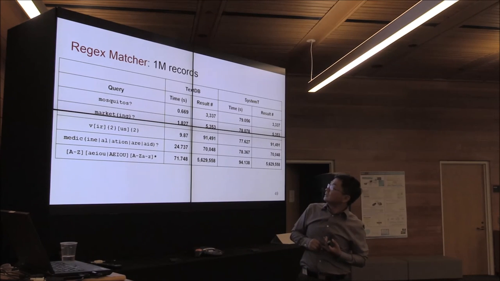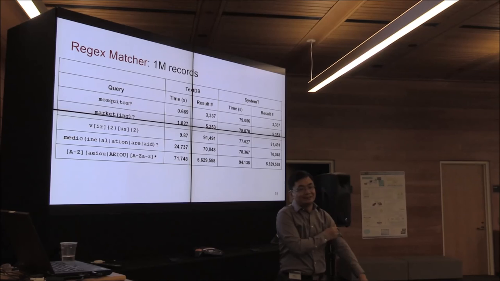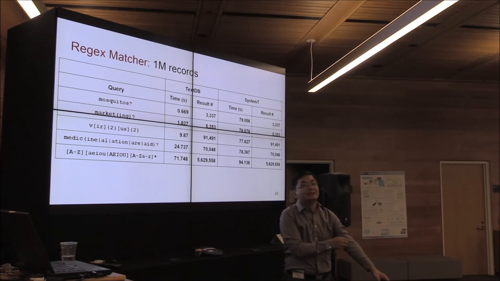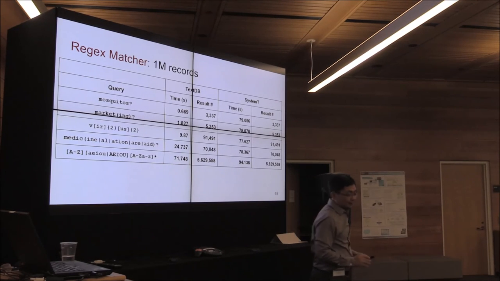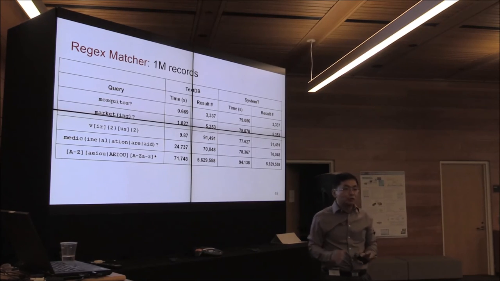But some of the comparison is not exactly a fair comparison, right? For example, for Mosquito question mark or marketing, you can rewrite them into a dictionary. Correct. And then the SystemT operator for dictionary is much more efficient than a regex expression. That's why the purpose of this comparison is not to show we are faster. That's not the purpose. We just want to give you some numbers.